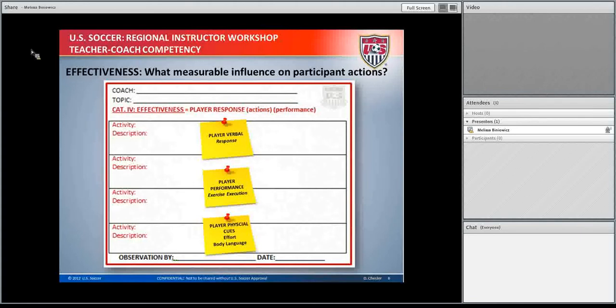Are they facing and making eye contact? Are they engaged with the coach? This is an important measurement of the coach's effectiveness.